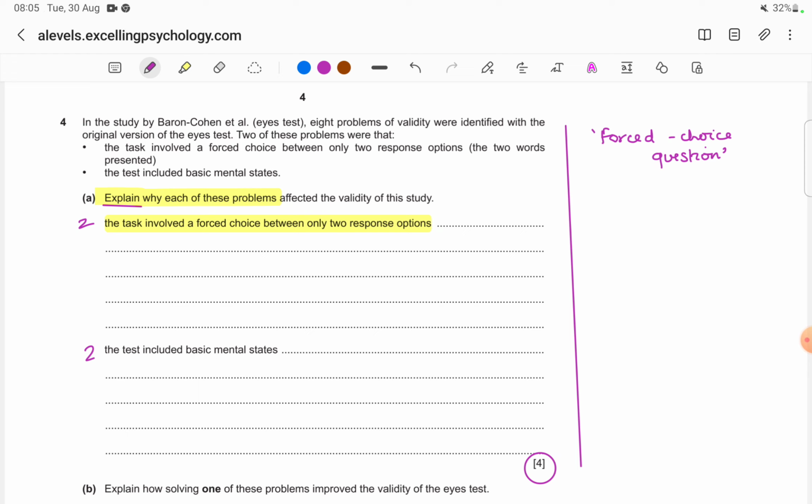Okay, so why I've discussed this is because some students tend to focus on the good aspect. They just see the term validity and they're like, okay, what is good about using a forced choice question? So don't focus on the good side, read the question carefully, and what they have asked is explain why this is a problem. Problem with validity means what makes this type of a task invalid or have reduced validity. That is what they're asking.